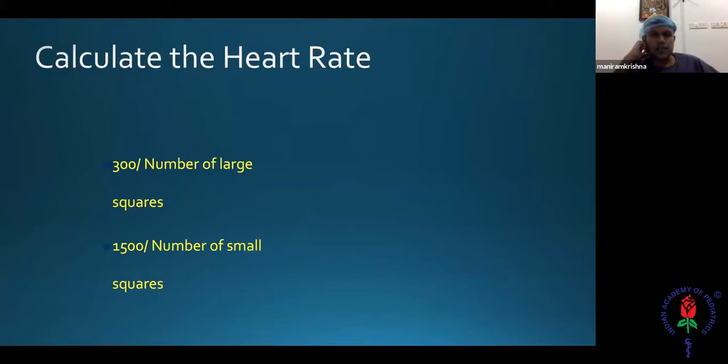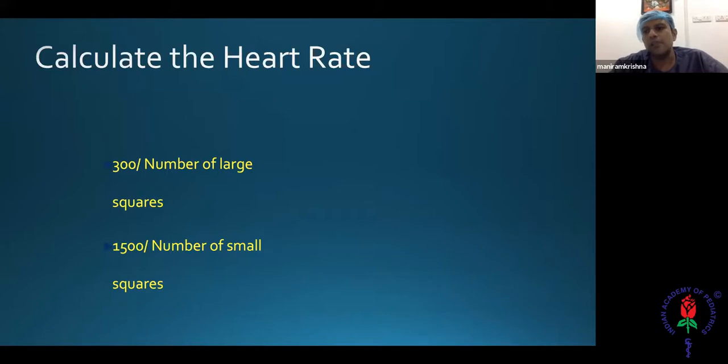The trick to quickly calculate the heart rate, something which we read as interns or probably in our final year postings in general medicine, is to divide 300 by the number of large squares. If there are two large squares between two QRS complexes, then it's 300 by 2, or 150. And if there are five large squares, then it's 300 by 5, which is 60. But unfortunately, this rule works beautifully in adults. It does not work in children.